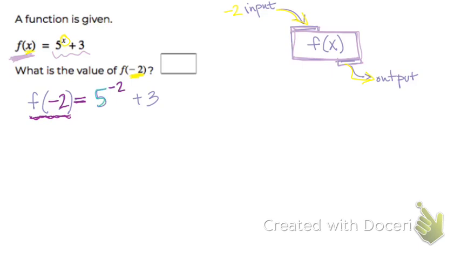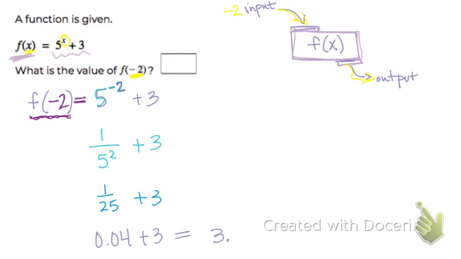When you have a negative exponent, you can take that negative sign off and then move the whole thing down to the denominator. Do you remember that? That's the same as 5 to the -2nd power. And then 5 to the 2nd power is 5 times 5, so it's 25. And 1 over 25 is 0.04. So the answer is 3.04.